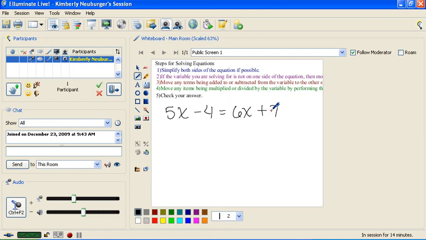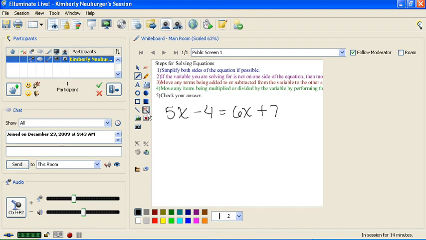Now, I prefer to have my variables on the left-hand side. That's just a preference for me. It really doesn't matter. So if you want your variables on the right-hand side, that's totally fine. Some people like to keep them positive. Some people prefer to see them on the left-hand side. It's completely up to you. But for this particular problem, I'm going to move them to the left-hand side because that's what I prefer.